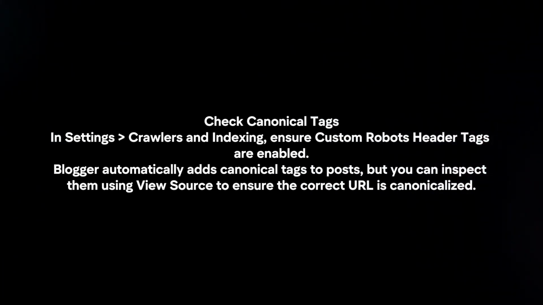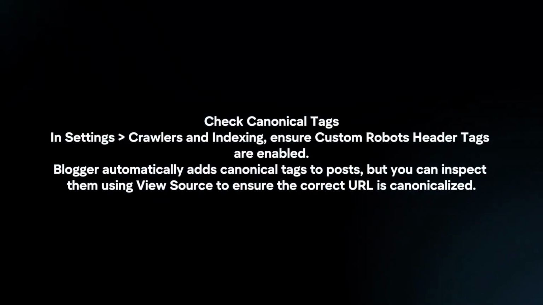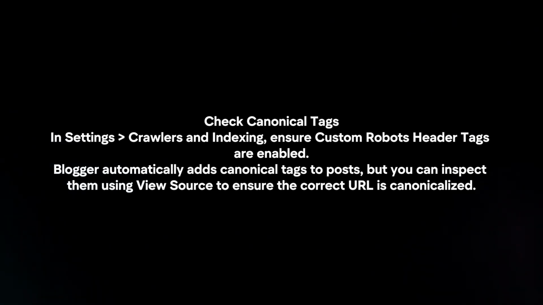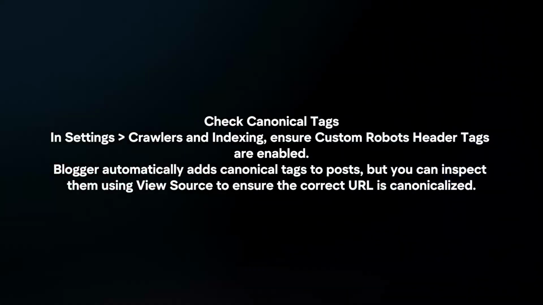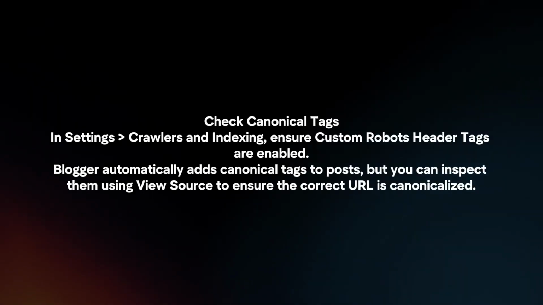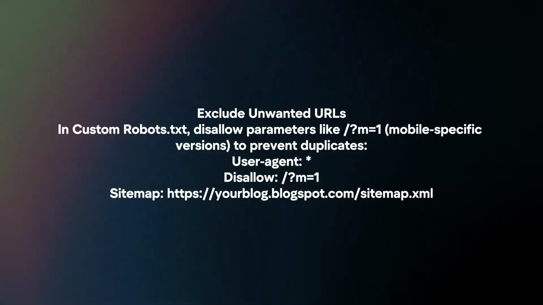Check canonical tags. In Settings, Crawlers and Indexing, ensure custom robots header tags are enabled. Blogger automatically adds canonical tags to posts, but you can inspect them using View Source to ensure the correct URL is canonicalized.